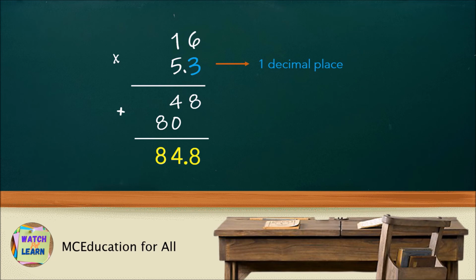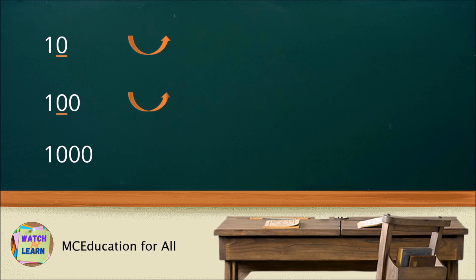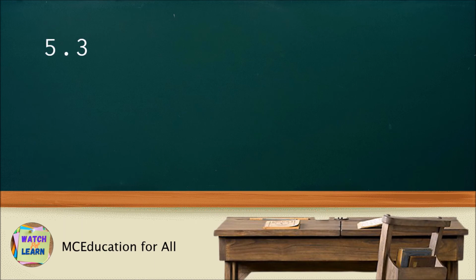For the last examples, let's multiply decimals by 10, 100, and 1000. While multiplying any decimal by 10, 100, 1000, or any other power of 10, we simply shift or move the decimal point towards the right as many places as the number of zeros in the power of 10. Like if we multiply a decimal number 5.32 by 10, we shift the decimal point one place towards the right as there is one zero in the 10.